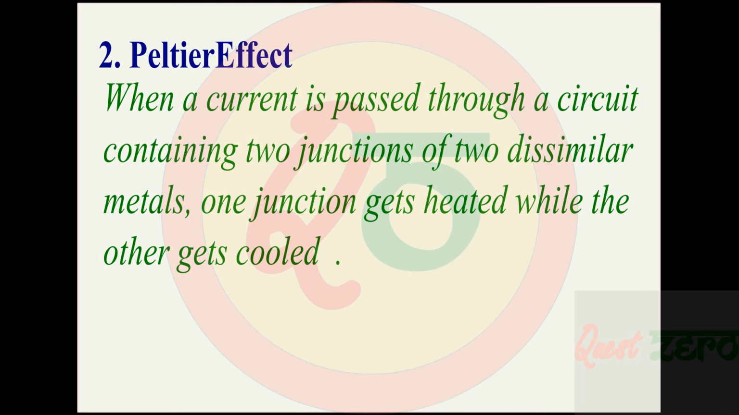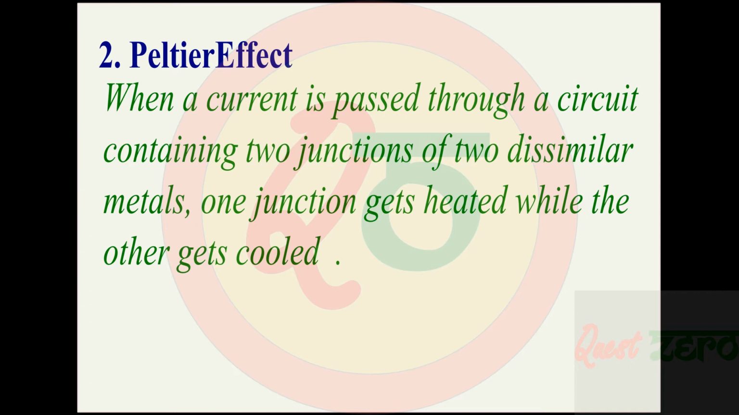Next, what is the Peltier effect? The Peltier effect says that when a current is passed through a circuit containing two junctions of two dissimilar metals, one junction gets heated while the other gets cooled. Conversely, whenever you have two junctions of dissimilar metals connected, a small amount of current also gets generated because of the connection of the dissimilar metals, and because of this current a small amount of EMF also gets generated.